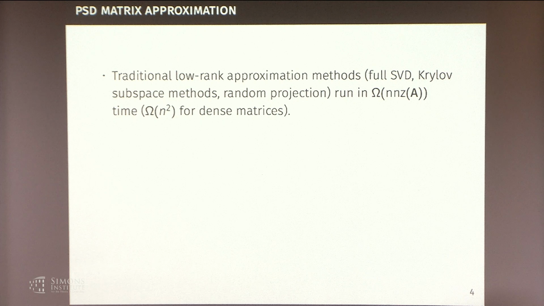So traditional low-rank approximation methods, things like computing a full SVD or doing Krylov subspace methods, rank-revealing QR, random projection, all of these methods at least require, usually more, but at least require multiplying one vector by your matrix. So in the case of a dense n by n matrix, they at least require n squared time.